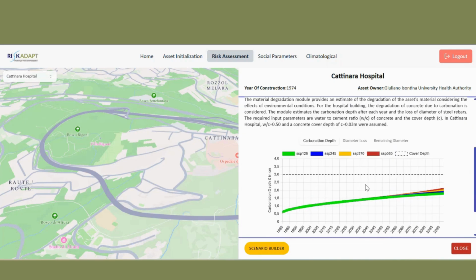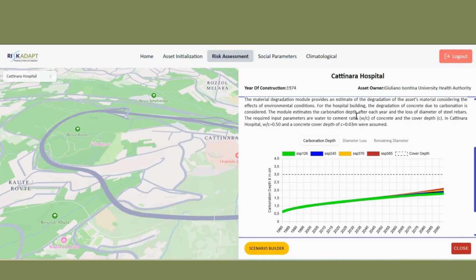So if the user clicks on this, we end up with a graph which shows the carbonation depth in centimeters. So what is the carbonation depth? It is the depth to which the carbon dioxide has penetrated, and it might have led to corrosion of the steel rebars. In this graph, you see the carbonation depth, and also we had to make some assumptions because we didn't have the precise data for the construction.